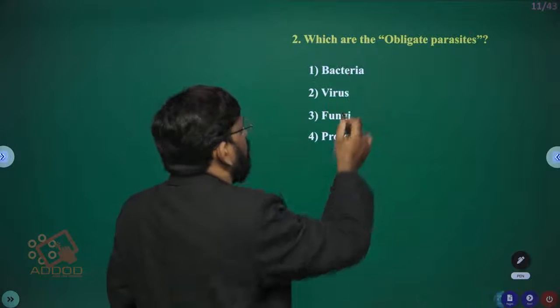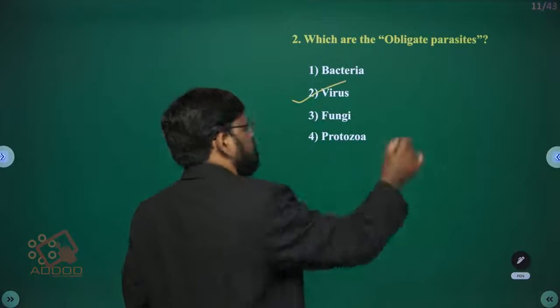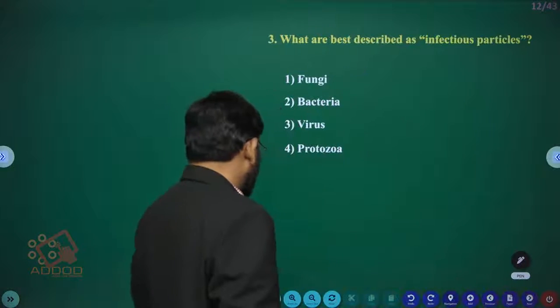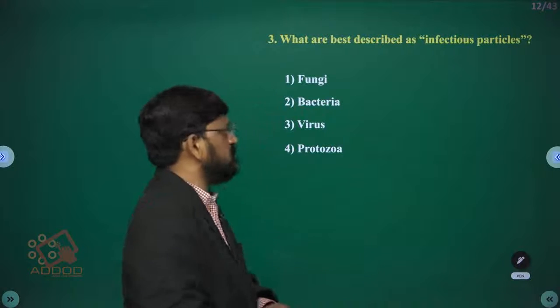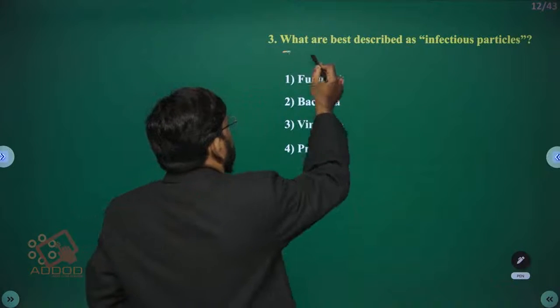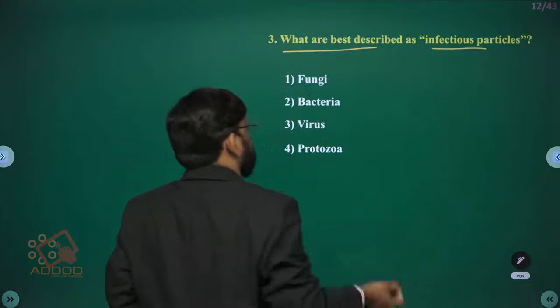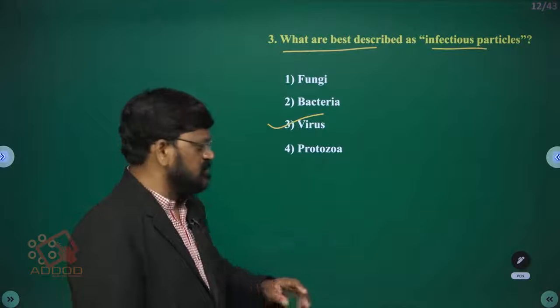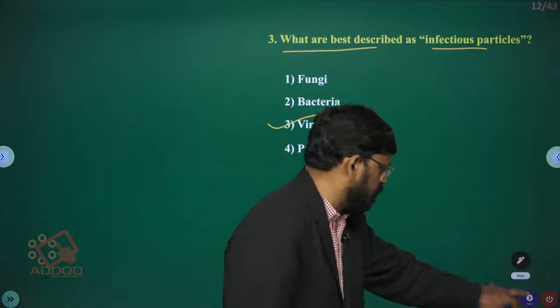Next, which are obligate parasites? Obligate parasite is virus because they cannot survive in the absence of a host. If somebody requires a host compulsorily, it is called an obligate parasite. Virus is an obligate parasite. Which are best described as infectious particles? Viruses are best described as infectious particles. Contagium vivum fluidum according to Beijerinck.